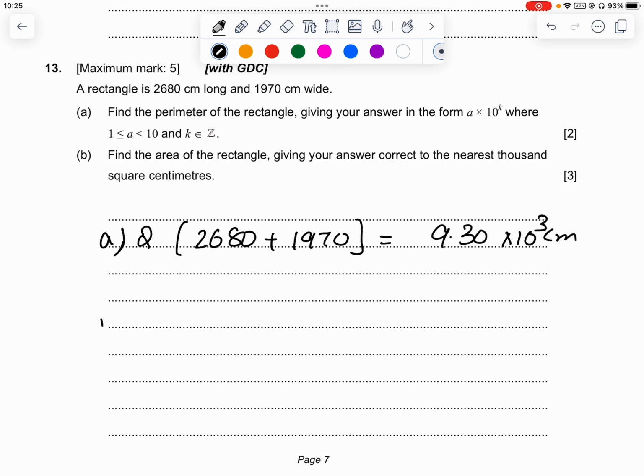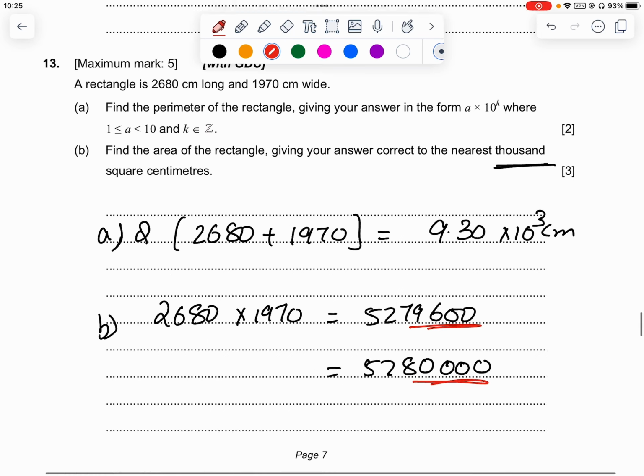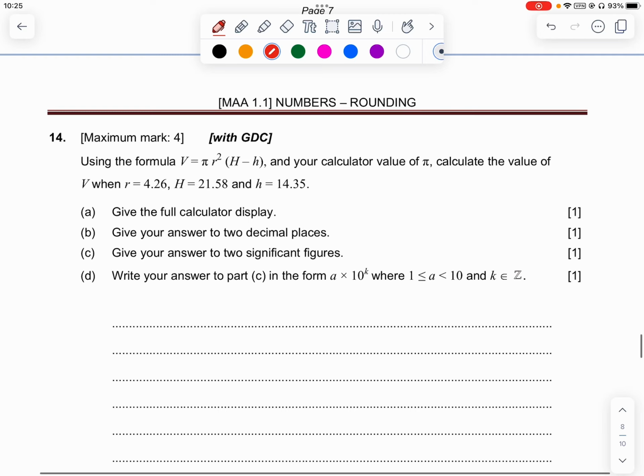Find the area. 2680 times 1970, which is 5279600, which is 5280. Nearest thousand is asked, 5280000, because for 79,600 the nearest thousand is nothing but what? 80,000.